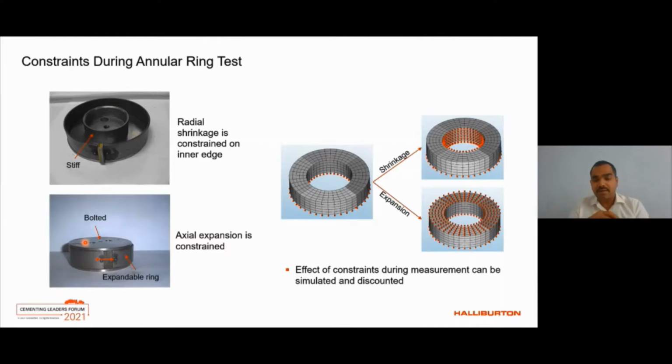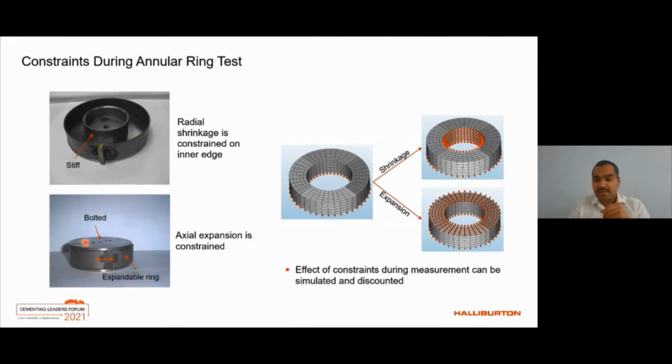And when we do that, we will be able to derive the relationship between what the free body shrinkage or expansion is and what the constrained shrinkage or expansion is that you'll observe in a ring mold. It is the free body shrinkage or expansion that matters, that should go into the analysis. Because, like I said, the analysis is automatically taking care of the effect of constraints.